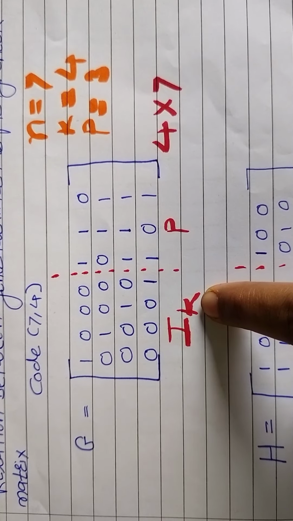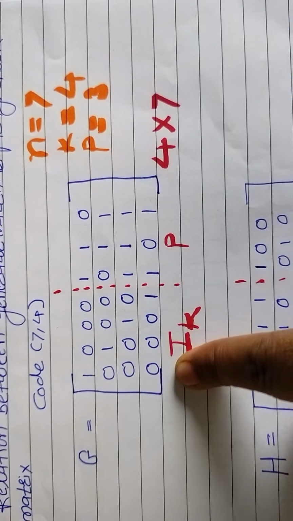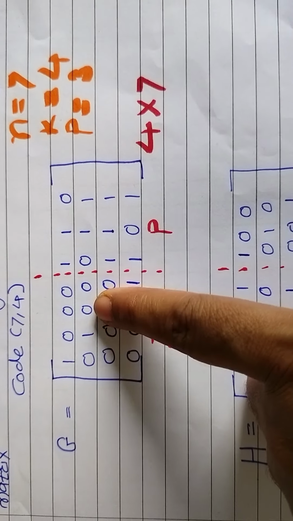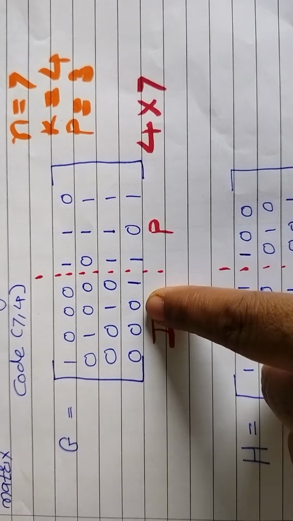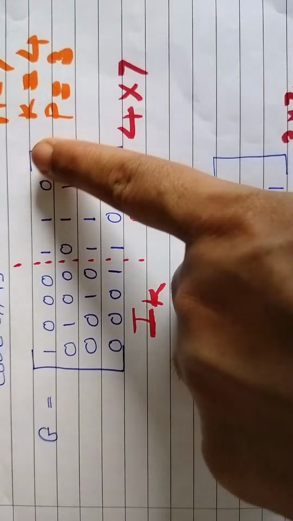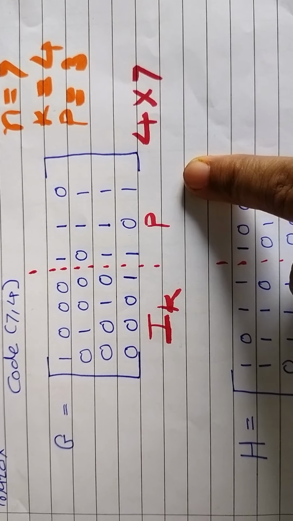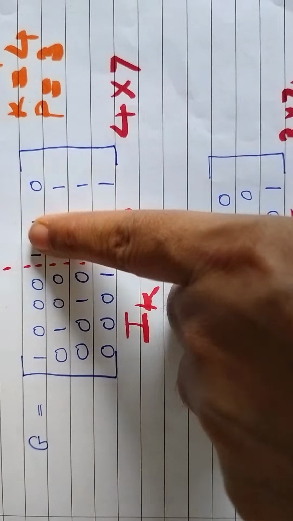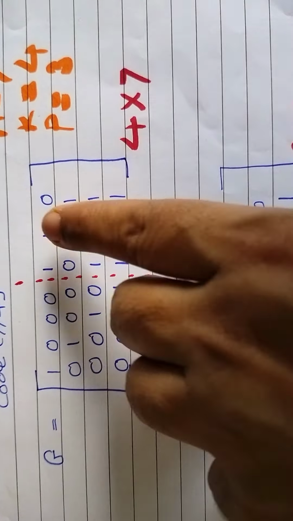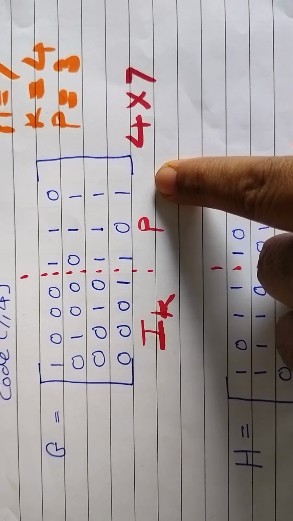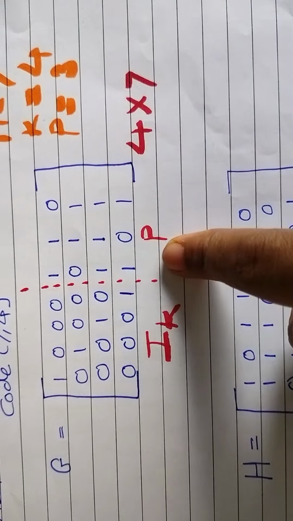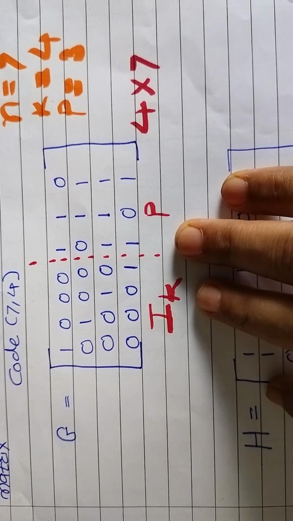So IK you have to remember, that means you have to write here the k dimensional identity matrix: 1 0 0 0, 0 1 0 0, 0 0 1 0, 0 0 0 1. After that, the remaining 3 columns are of the parity bits. Here these combinations they give in the form of equations, or they directly give you the generator matrix. So here you get the parity bits from these combinations. So this is the format of the generator matrix.